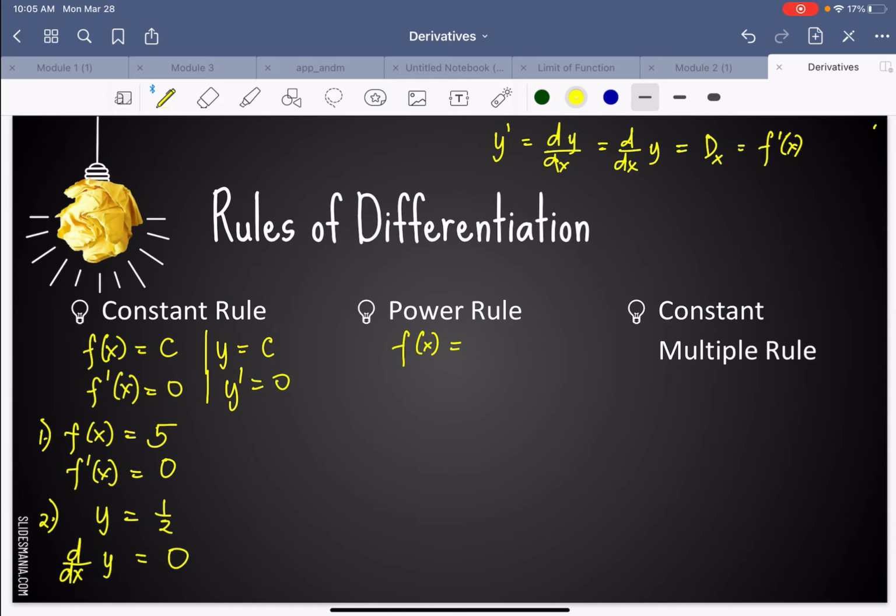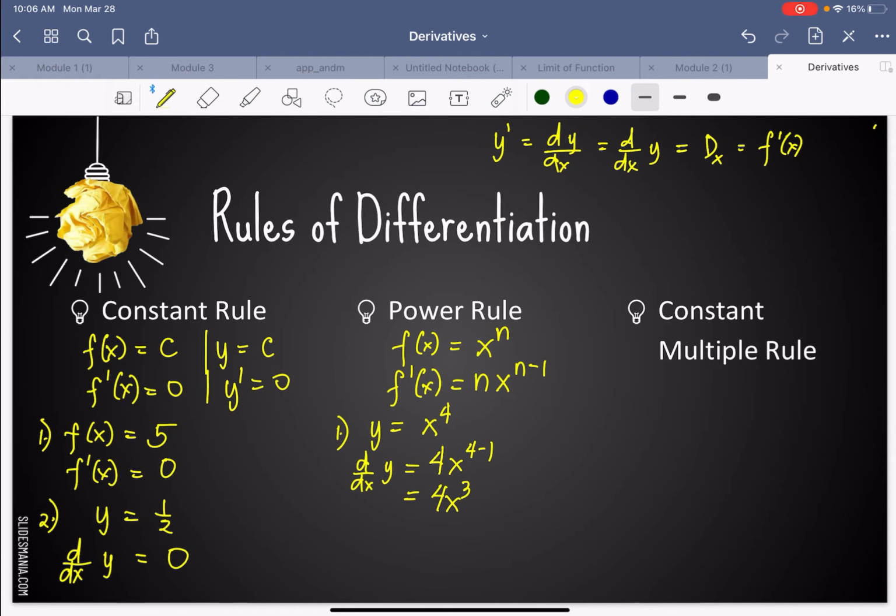Next rule, power rule. F of x is equal to x raised to n. To find the derivative of x raised to n, f prime of x is equal to bring down n, then subtract 1 from n. So that is the power rule. So example, the given function is y equal to x raised to 4. So the derivative of y in terms of x is bring down 4, subtract 1 from the exponent, 4 minus 1. So the final answer here is 4x cubed.